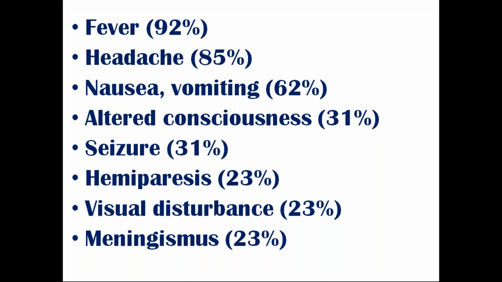Coming to the symptomatology, fever is more common, 92% of the cases. Next is the headache, 85%. Next are the nausea and the vomiting because of the involvement of the intracranial contents. And there can be altered consciousness, seizure, hemiparesis, visual disturbances, and there can be symptoms similar to the meningitis symptoms.